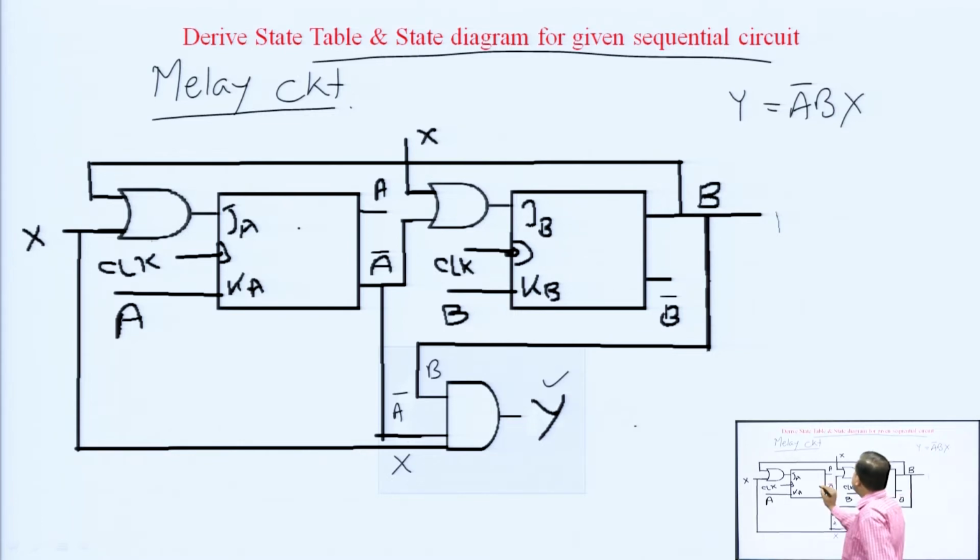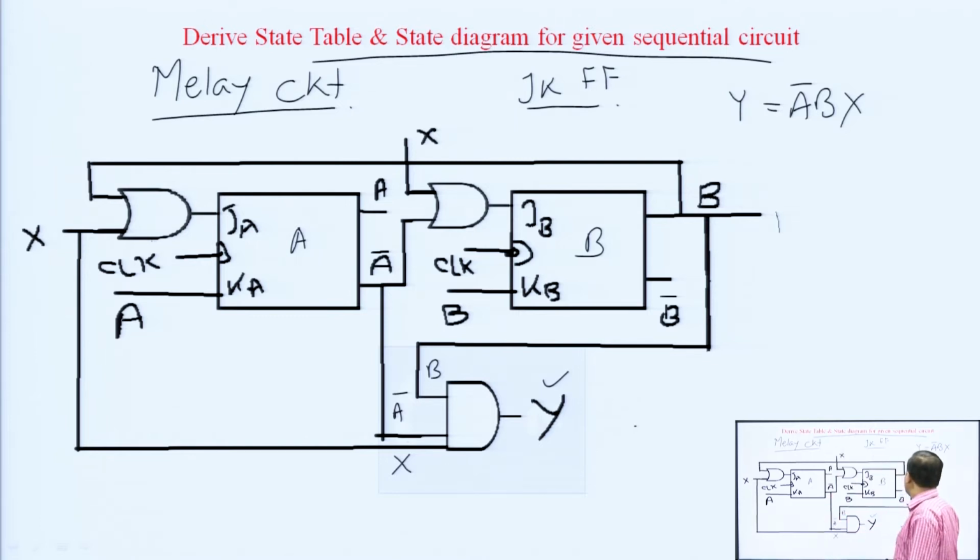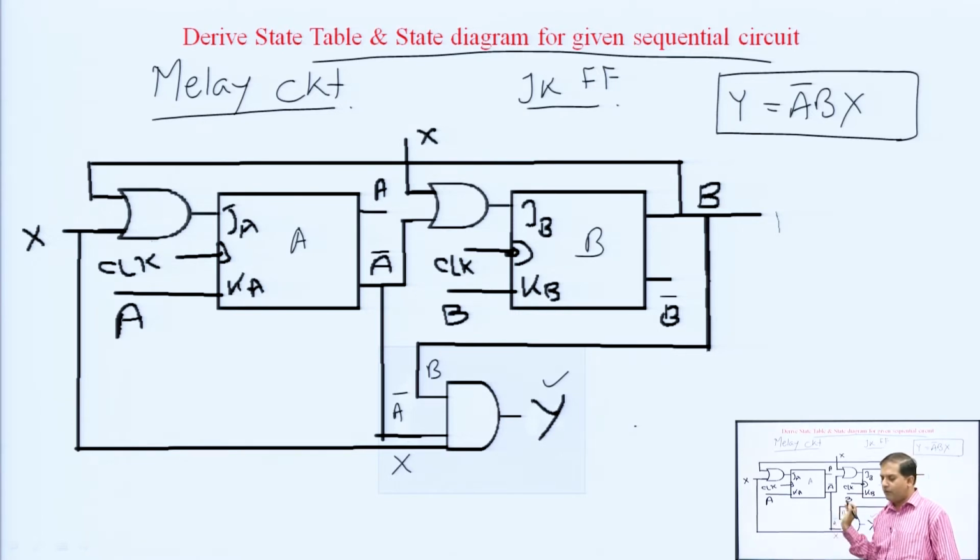See, this is flip flop A, this is flip flop B. Here we have used JK flip flops. So, the output equation we have got is Y is equal to A bar B X, from the circuit given. So, now what is the value of J?